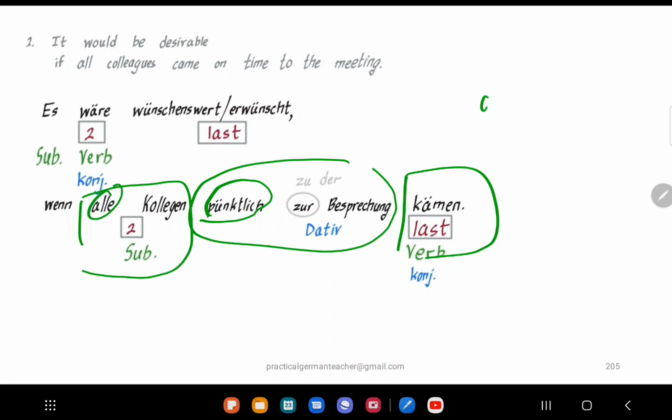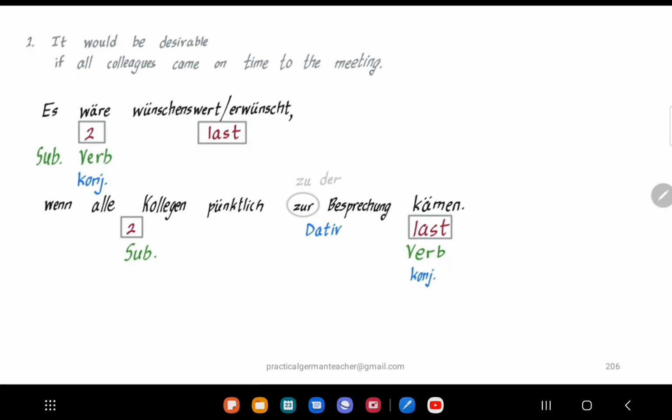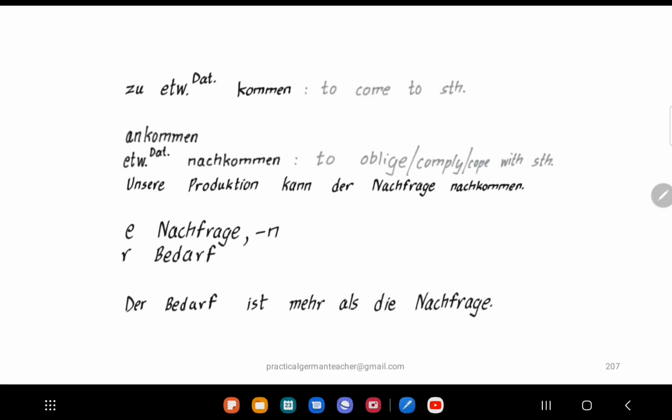Why is it alle and why is it not allen or allem? It is because you learned the adjective endings in the last session. Please go back, I think the last or second last session. Please go back to it. Then let's look at some verbs.